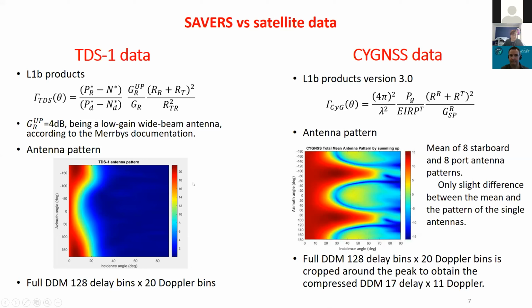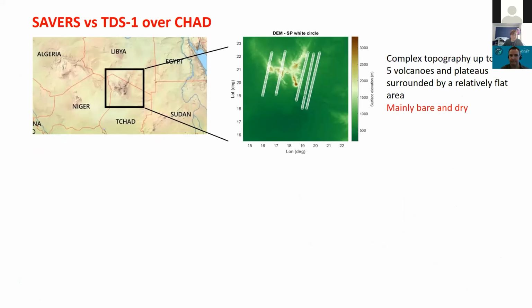As for the simulations, we considered two different antenna patterns. In particular, for Cygnus, we considered the antenna pattern obtained as the average of the 8 starboard and 8 port antennas. Here is the first example for tracks collected over Chad.